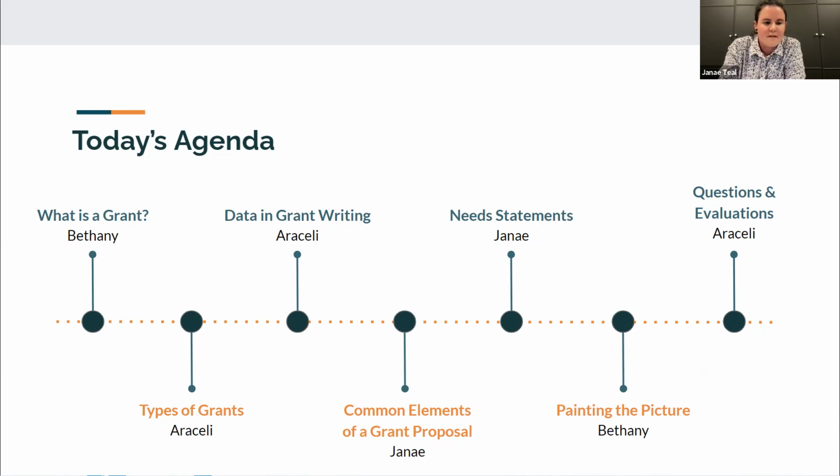So just as a reminder, the training today is using data for grant writing. We are going to be talking about what a grant is, what some different types of grants are, how to use data in your grant writing, some common elements of grant proposals, and then specifically the needs statements of grant proposals and what goes into those, and then how you want to paint the picture and weave all of this information together. And then we'll have time for questions and that evaluation I mentioned at the end.